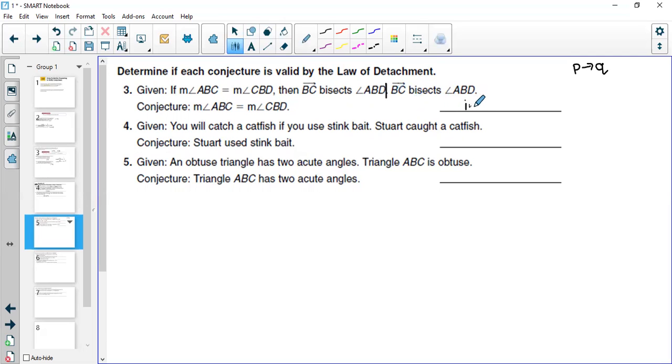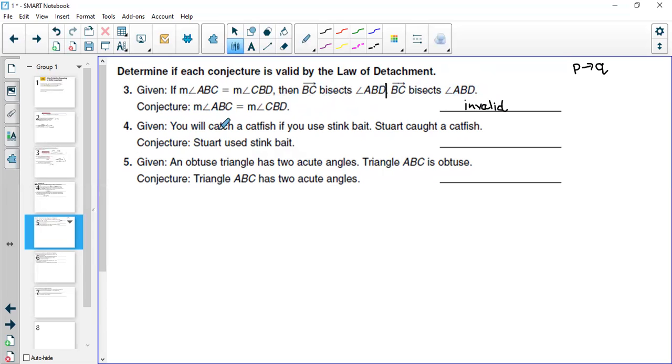No, it is an invalid statement. Why do we say it is invalid? Because the information given here is if angle ABC is equal to CBD, then BC bisects angle ABD, right? Now they did not mention whether BC is... they just said BC bisects angle ABD. Now this conjecture could be for another two angles also. They did not say in this particular triangle or in this particular angle it is bisected. So this is an invalid statement.